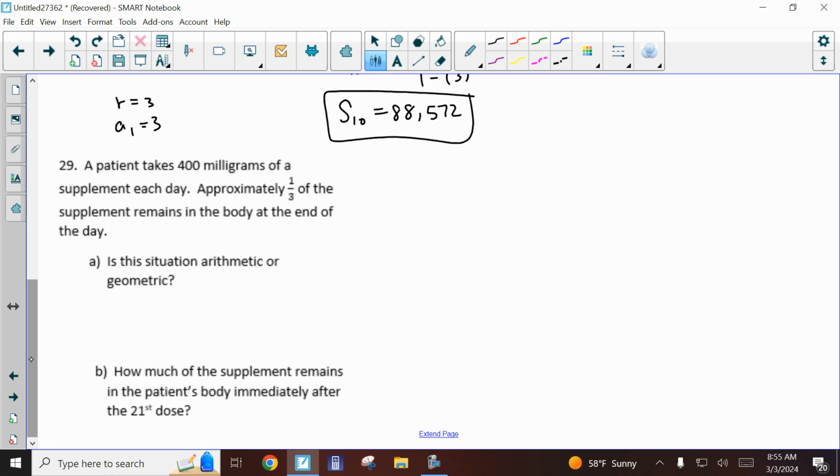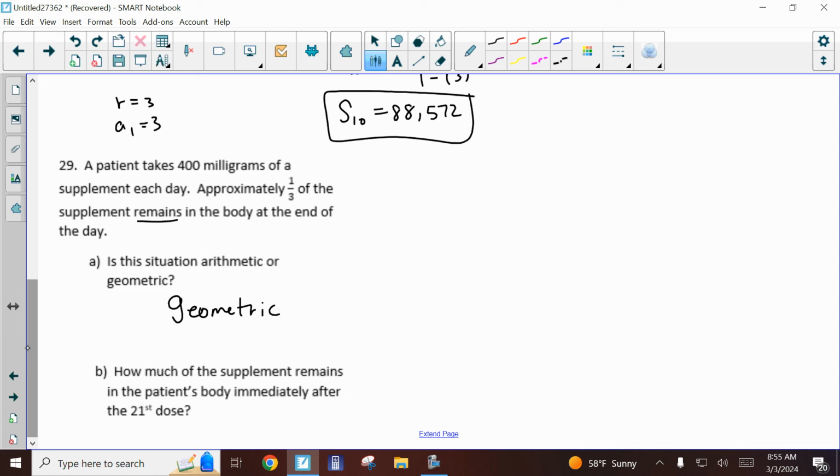Okay. Now, last one of the section is a word problem. The word problem says a patient takes 400 milligrams of a supplement each day. Approximately 1/3 of the supplement remains in the body at the end of the day. It says, is this situation arithmetic or geometric? Now this one, you're not subtracting 3/3 every time. You're going to have 1/3 left. So however much you have, it's going to be 1/3 times that number. So that automatically makes it a geometric sequence.